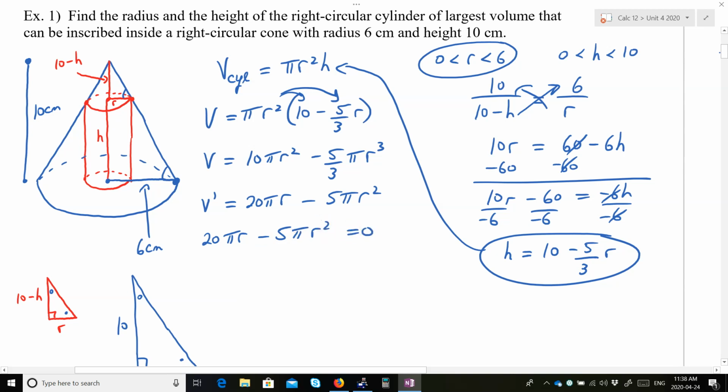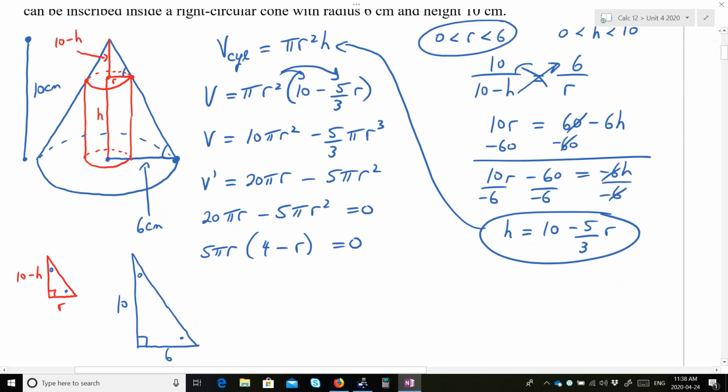Let's try factoring by GCF. We can bring out a 5 and a pi and an r, and have left over 4 minus r. Okay, and so then r is equal to 0 out of this term. What do you have to put in for r to make the whole thing 0? I'd have to put 0 there. And r equals 4 out of the 4 minus r bracket.